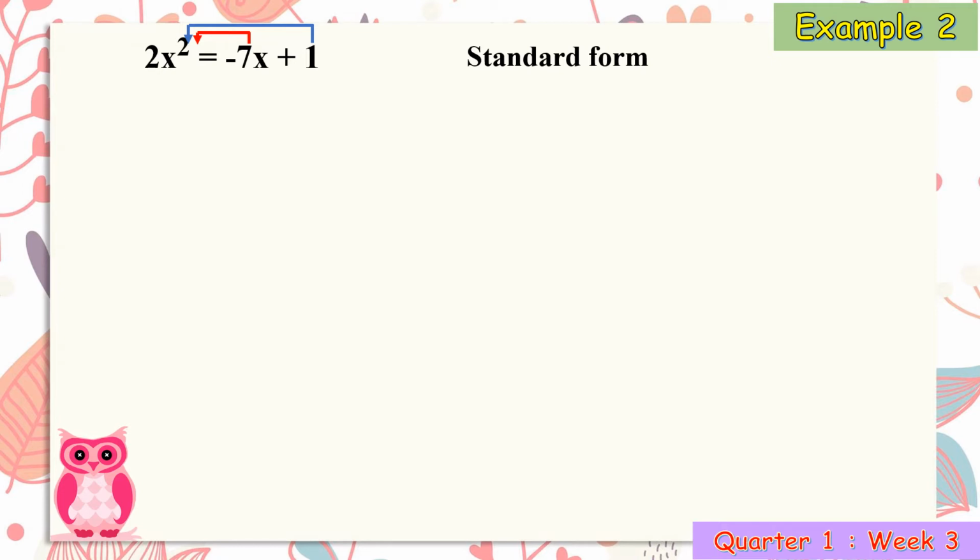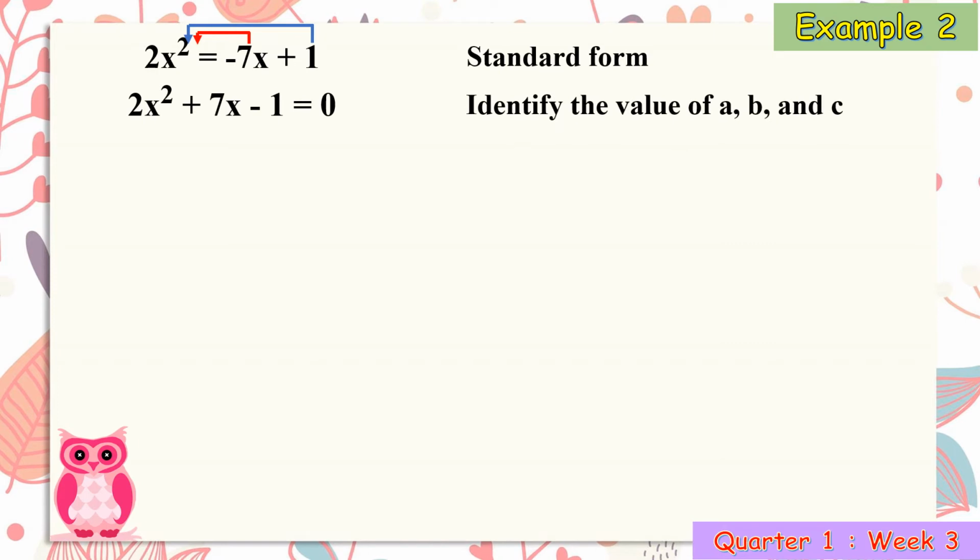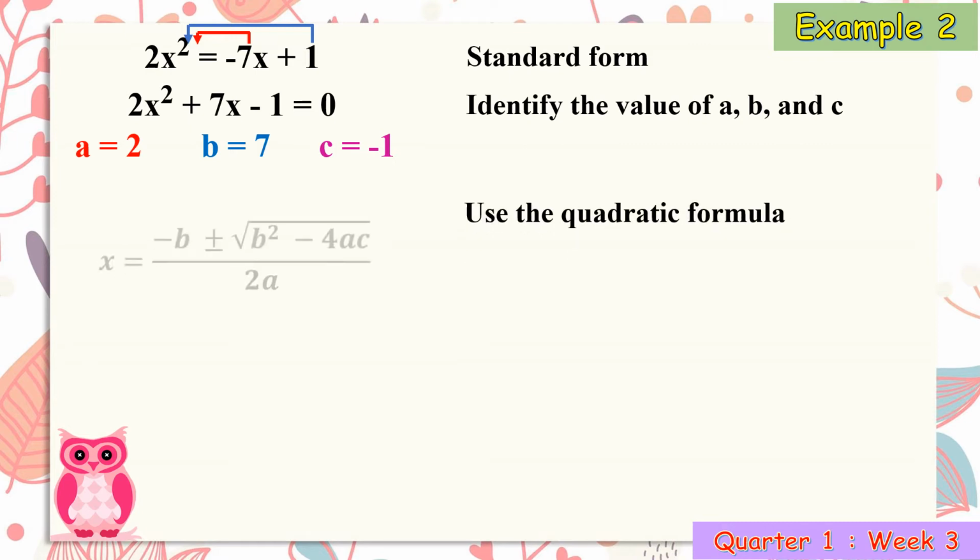So that's our quadratic equation now written into its standard form: 2x squared plus 7x minus 1 is equal to 0. Then let us identify the values of a, b, and c. So whenever we identify the values of a, b, and c, we will now have as the value of a positive 2, the value of b positive 7, and the value of c negative 1. And we're going to use the quadratic formula.